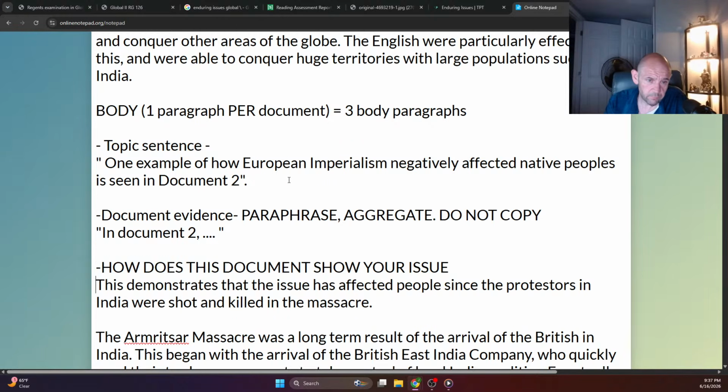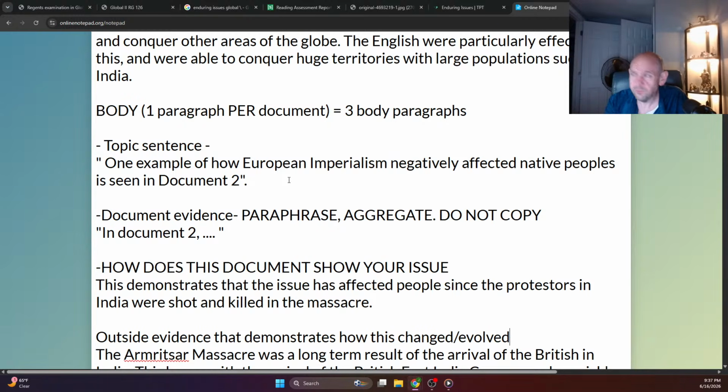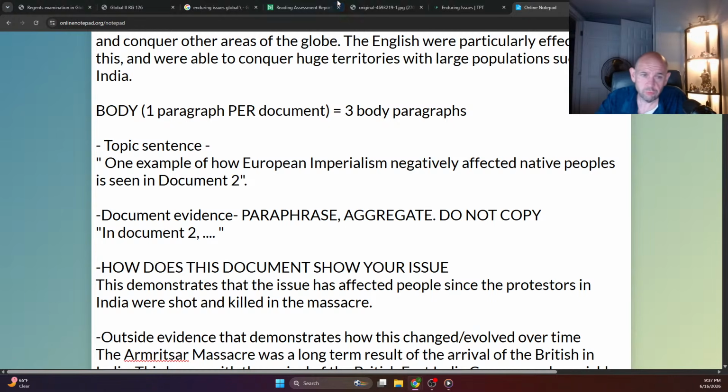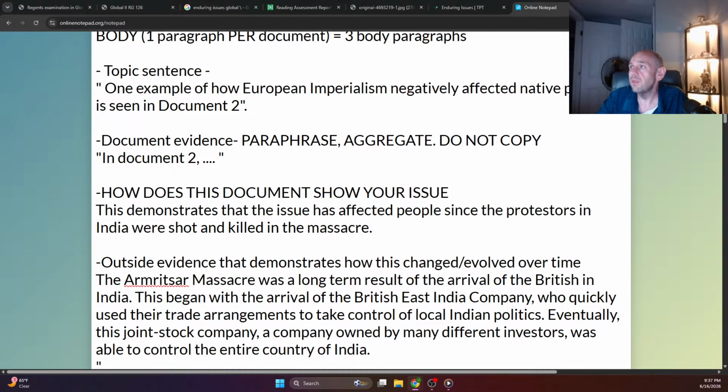Let's separate this out. And then lastly, outside evidence that demonstrates how this changed or evolved. Evolved could mean slight changes, small changes, or changes over time. So in other words, what I have on the screen here right now, and I'm going to move this just right there. Yep. That's everything that goes in a body paragraph.